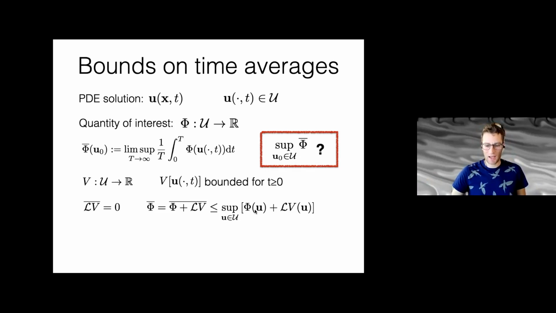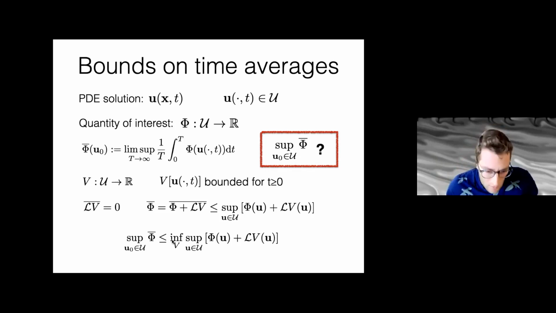Why is this even a good idea? Well, suppose phi was just the L2 energy, and I had V equals 0. Well, the supremum of phi would just be plus infinity for all admissible solutions to the equation, so that's not useful. But for a clever choice of V, it can become the case that phi plus LV is in fact bounded above, and this can give me a finite a priori bound.